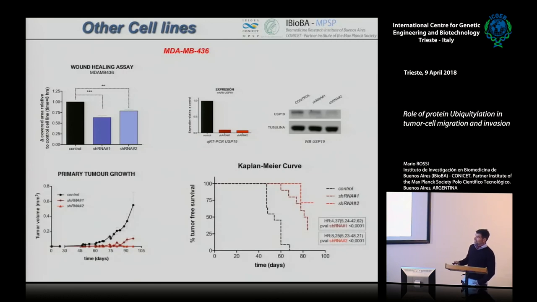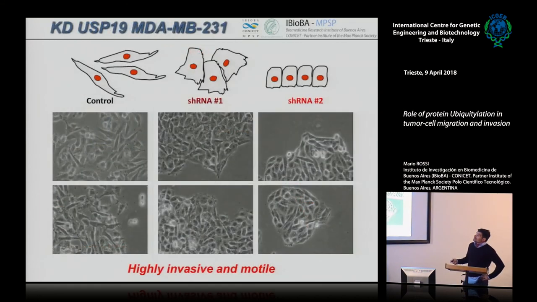We also observe both are reduced in the growth of the tumor and the amount of the animals that were developing tumors. So we have another cell line from the same type of tumors that we are having the same phenotype. So I think this is one of the last parts.